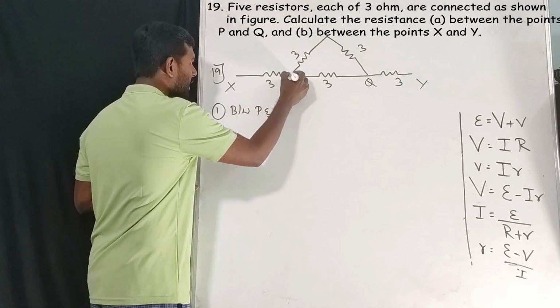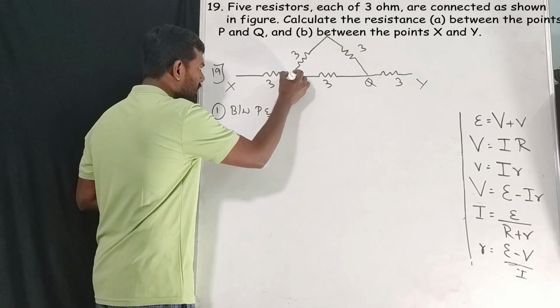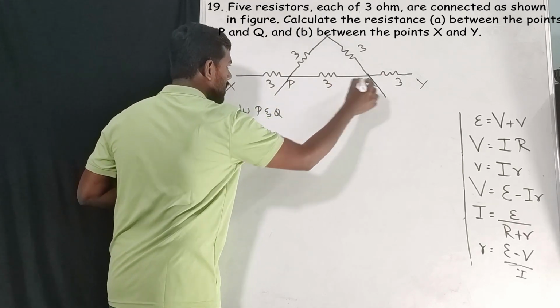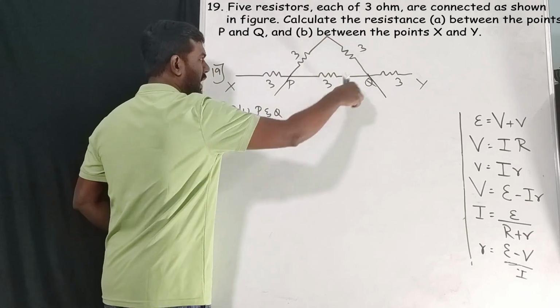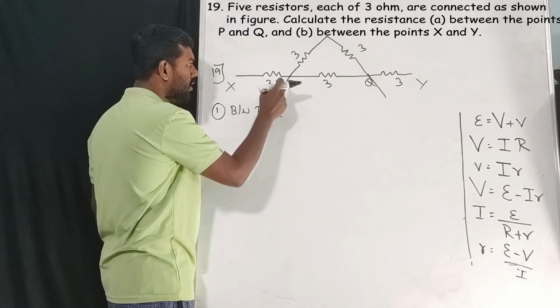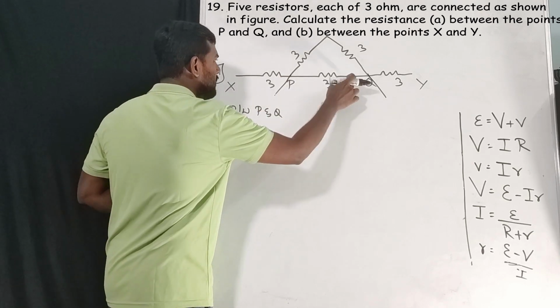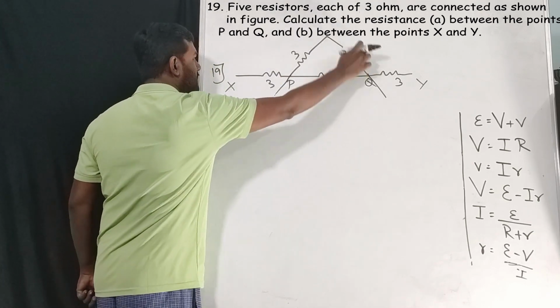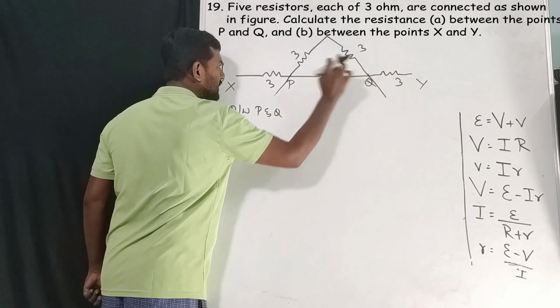P is here, Q is here. Okay, what did I tell? Whenever they say 2 points, draw a line. Okay, we have to calculate the value here. Whenever they talk about P and Q, between P and Q means anything between these two. You should not include this and this.